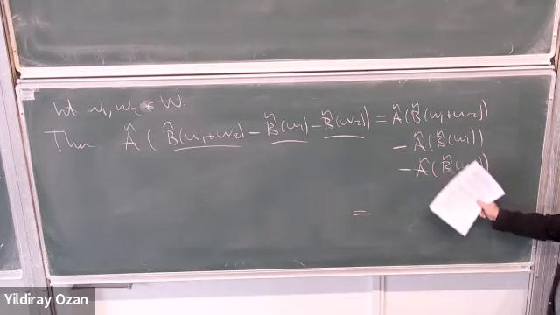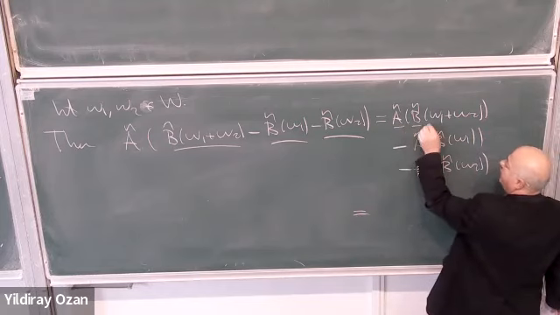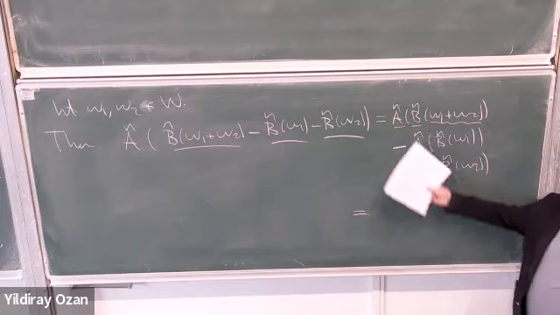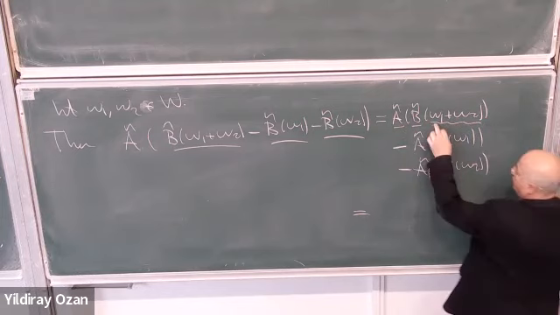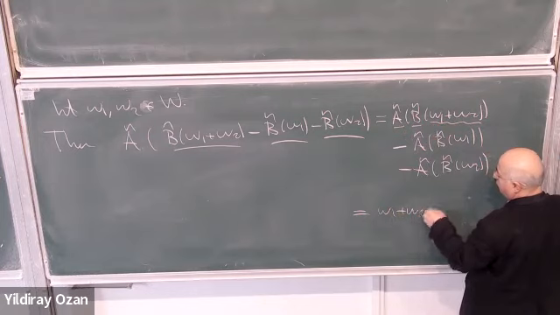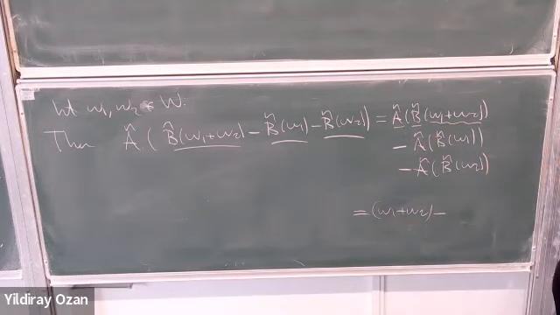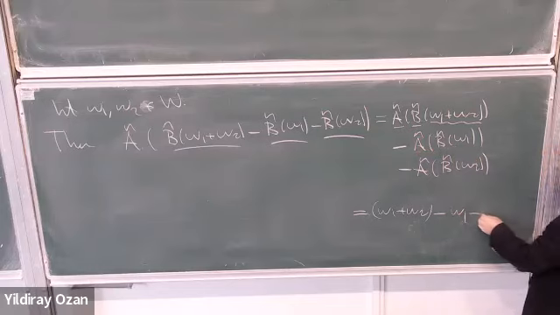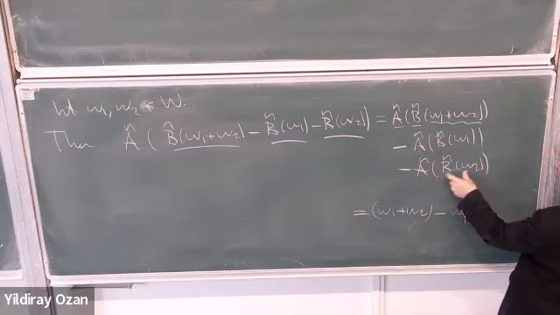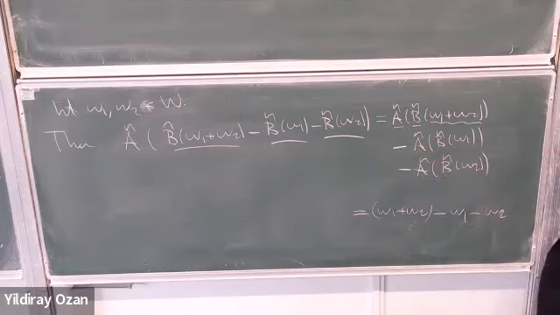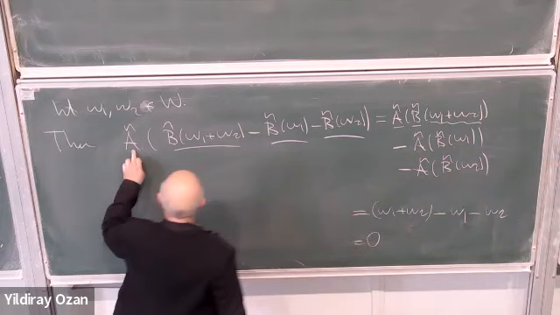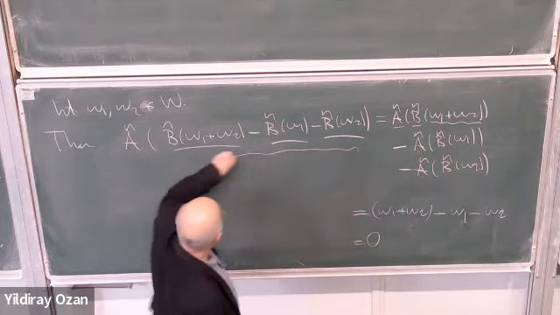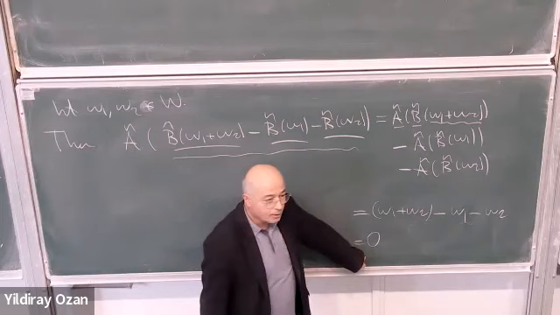But what is this gadget? This is A hat of B hat of something. But the composition is identity, therefore this is just W1 plus W2 minus A hat of B hat of W1, so this is W1 minus A hat of B hat of W2. This is just W2. So the result is just 0. So what we have seen is that A hat of this expression is equal to 0.